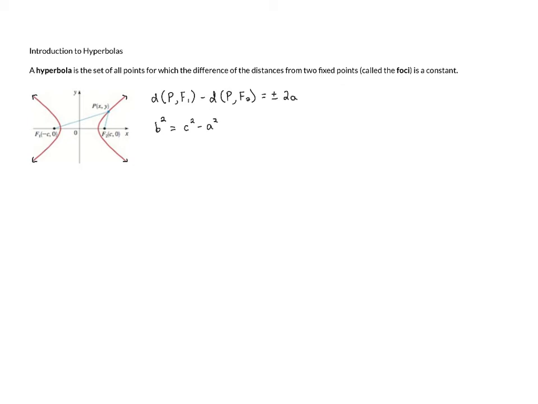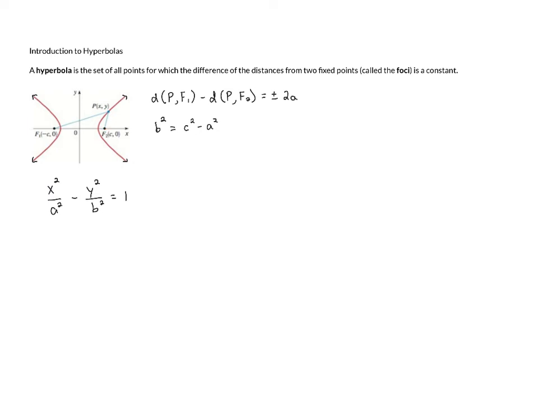If we do this and we go through all of the calculations using the distance formulas and the coordinates for these points and multiplying everything out and canceling terms that can be canceled and making this substitution, we will end up with an equation in the form x squared over a squared minus y squared over b squared equals 1. So this is the equation for a hyperbola that is centered at the origin and has foci at c comma 0 and negative c comma 0.